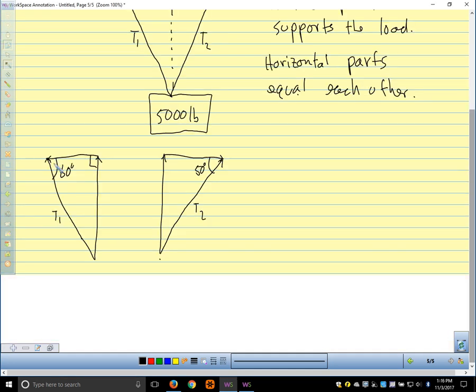Well, on the left triangle, this side of the triangle is T1 cosine 60 degrees. This is the adjacent, and this is the hypotenuse. This one is T2 cosine 50 degrees. The side-to-side pieces have to equal each other because it's not moving one direction or the other. So I'm going to say T1 cosine 60 equals T2 cosine 50.